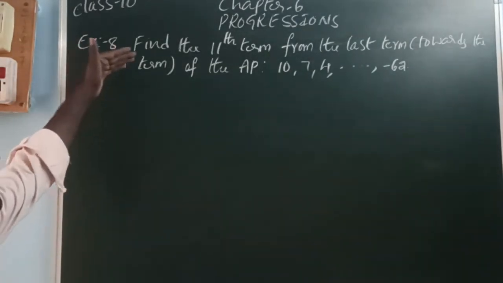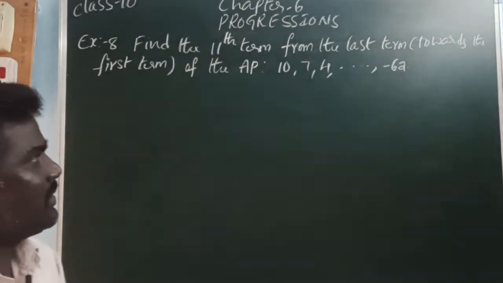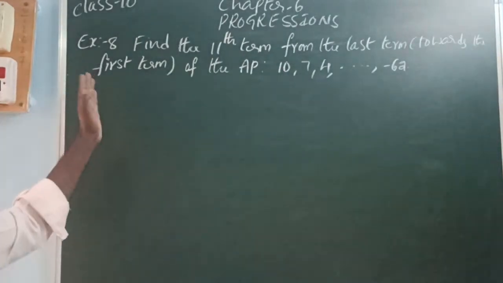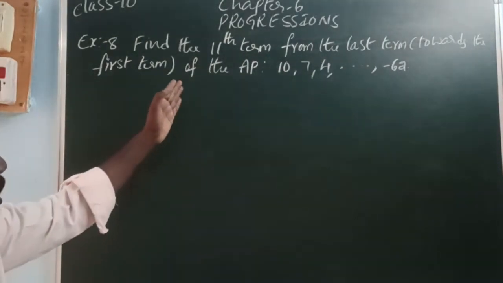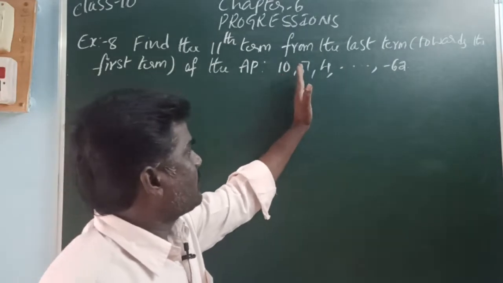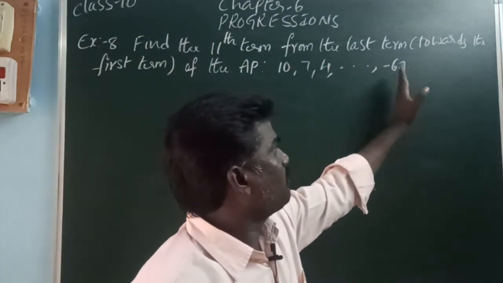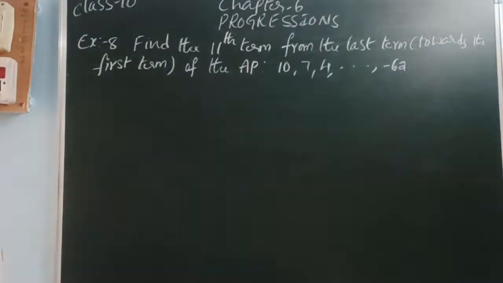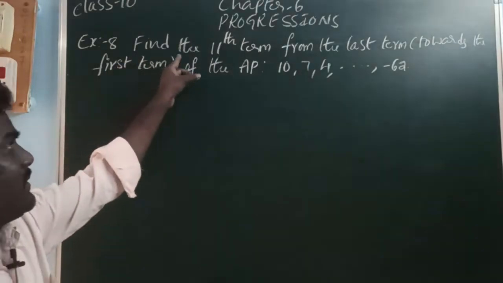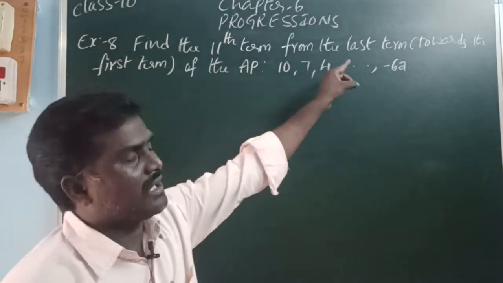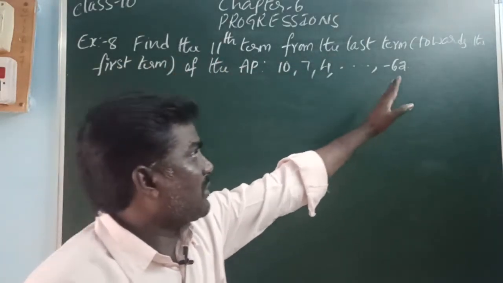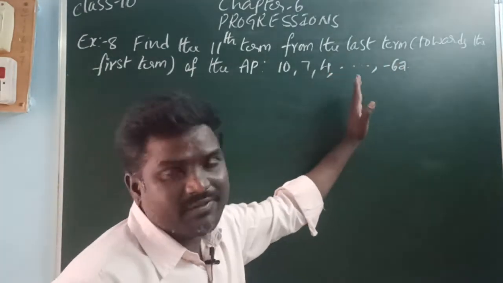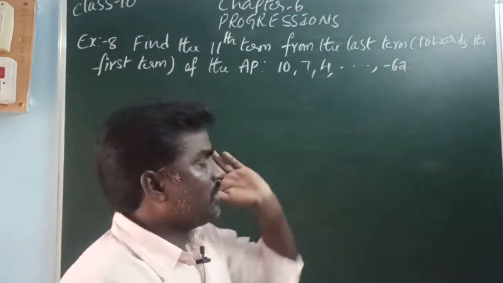So example 8: find the 11th term from the last term towards the first term of the AP 10, 7, 4 and so on, minus 62. Okay, so they are asking that from the last, find the 11th term.